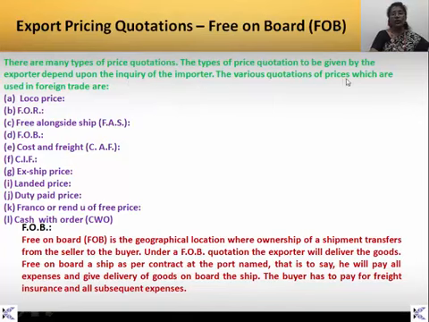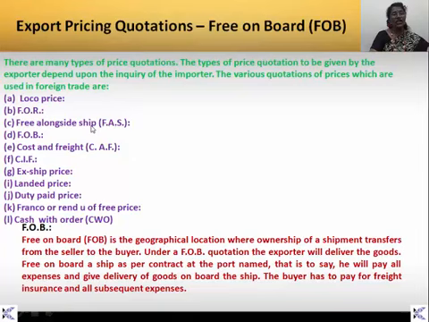The various quotations of prices used in foreign trade are the loco price, which is a standard price, actually a local price. So whatever the local price is, according to that the loco price is there. Free on rail price, that is FOR. In this price, the buyer has to carry all the expenses from the exporter's factory building. He has to take all the product up to the railway board. Whatever the unloading expenses included here, that is free on rail.